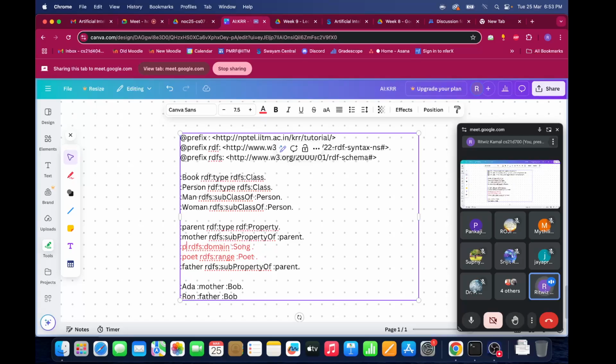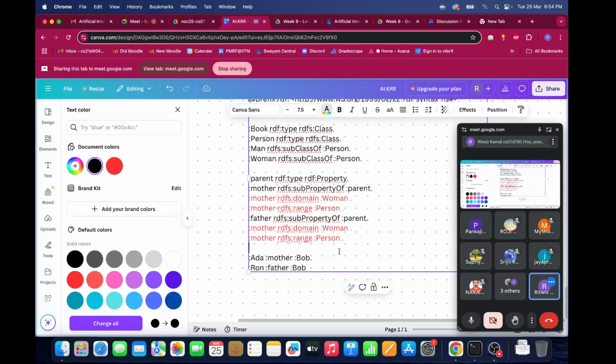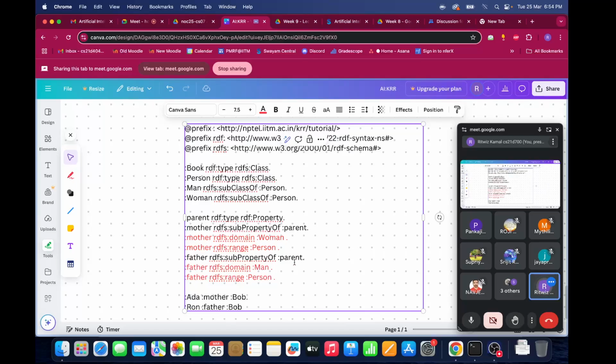So if we had this specified, that the subproperty mother's domain is woman and range is person, right? Similarly, if we were given that, okay, they should also be red colored. If this was given to us, then we could infer that.